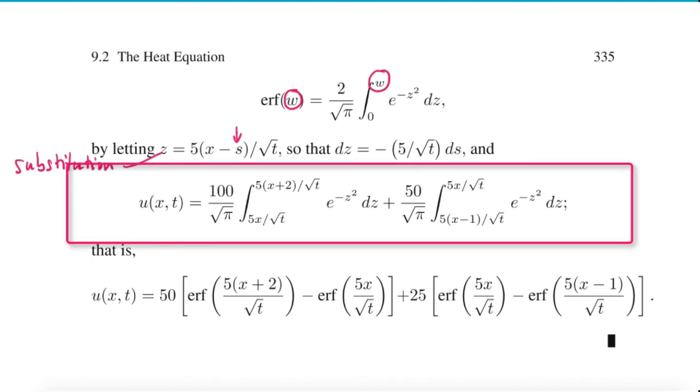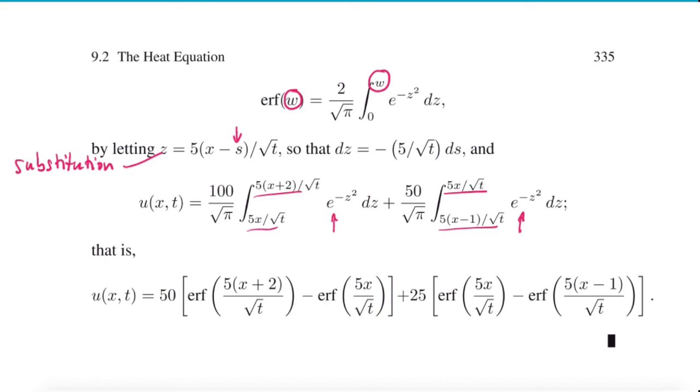You get 100 over root pi. The integral boundaries change from 5x divided by root t to 5 times x plus 2 divided by root t, but then the exponential becomes simple, and the same exponential appears in the second bit, where the integration boundaries have also changed. The first one would be the integral from 0 to 5 times x plus 2 over root t, minus the integral from 0 to 5x divided by root t, the lower boundary. So you can write this first integral as a difference of two error functions, just by playing with the boundaries and substituting the 0 in the middle.